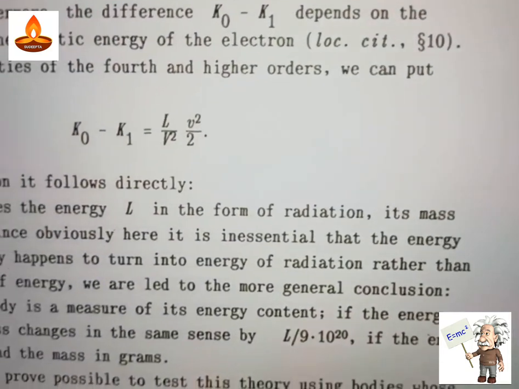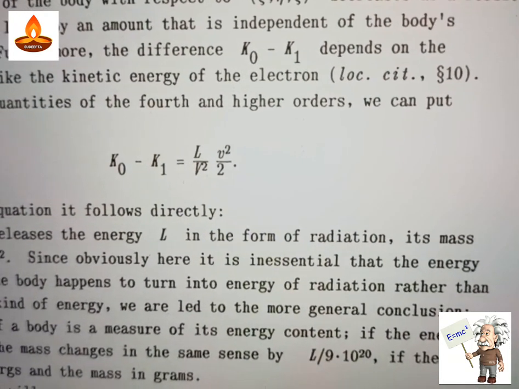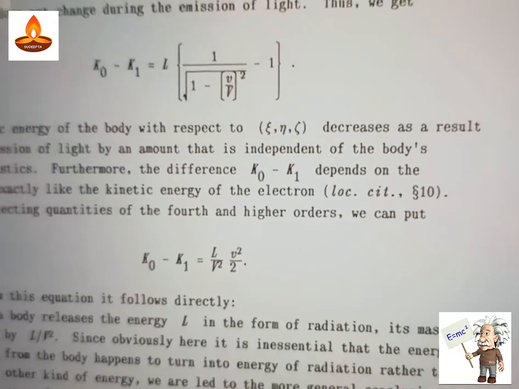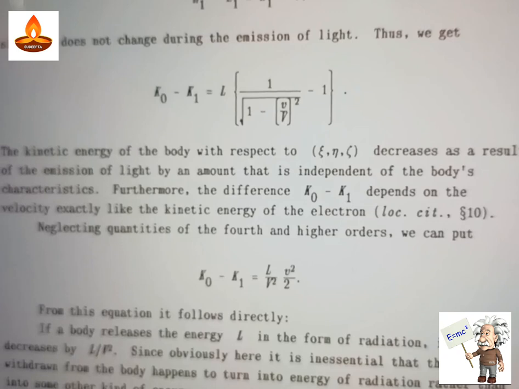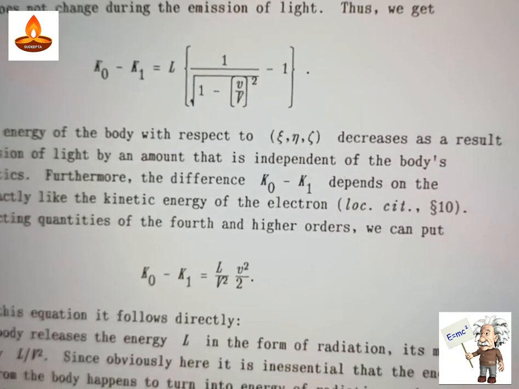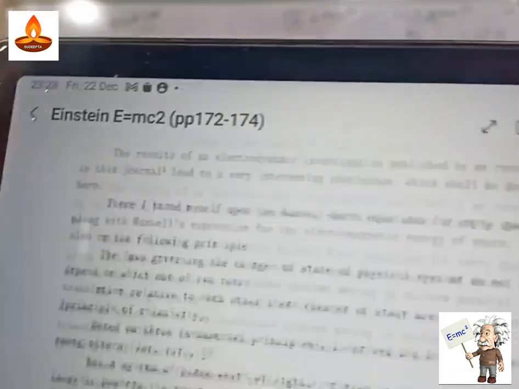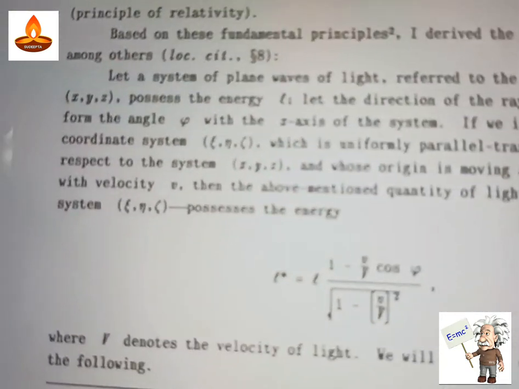This is K naught minus K1 equal to L upon V squared into V squared upon 2. Here V is the speed of light, and L is the energy. Look, L is the energy here. Here L is the energy, and V denotes the speed of light.